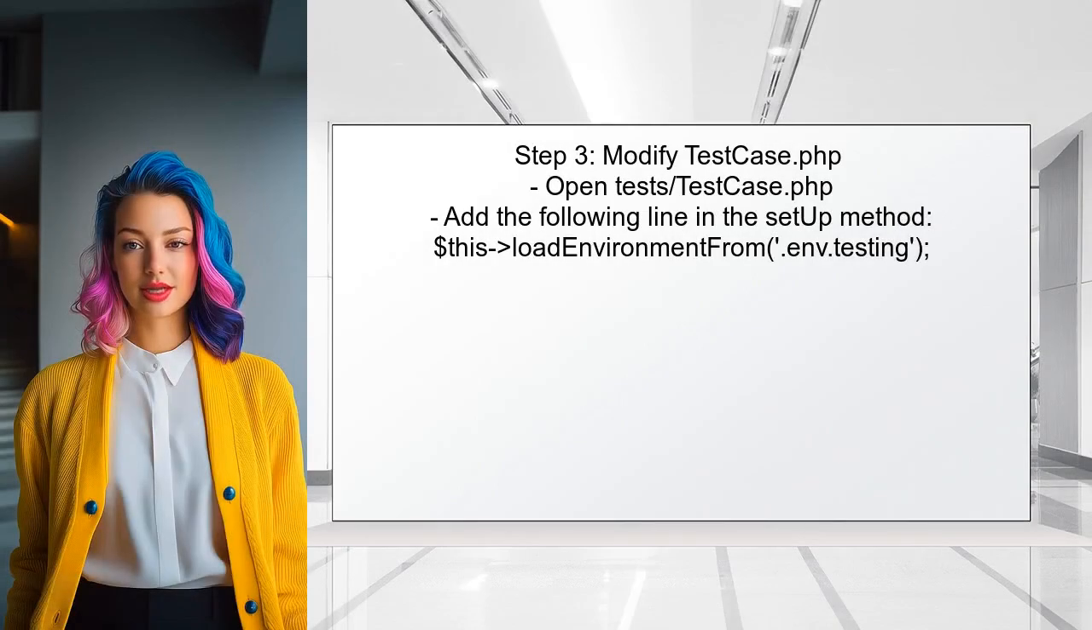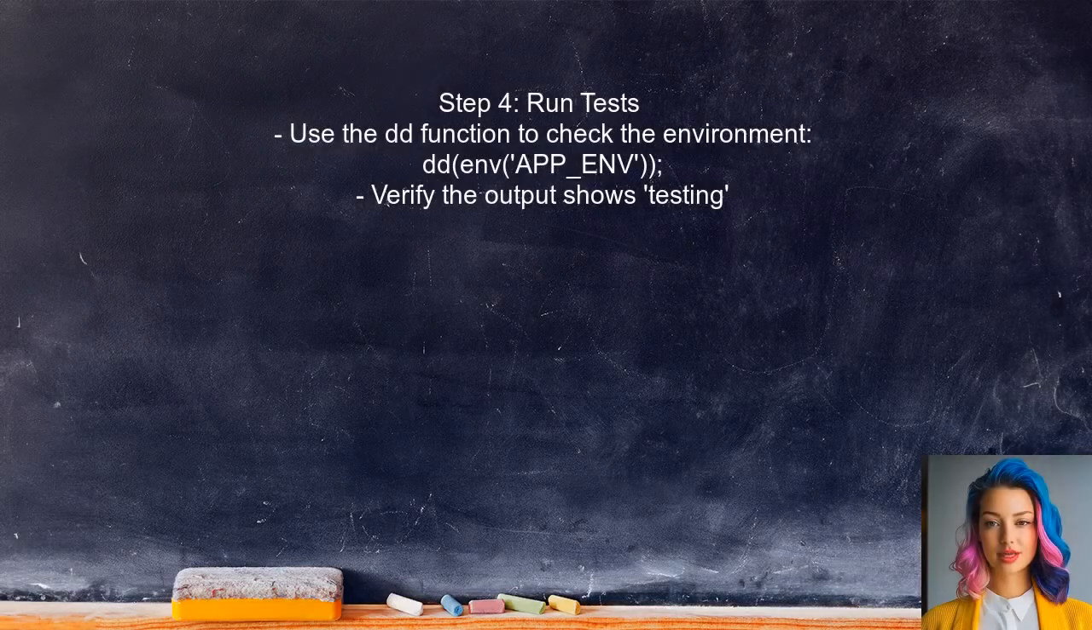After confirming the configuration, the user should modify the TestCase.php file to explicitly load the .env.testing file. This can be done by adding a line of code in the setUp method. Finally, the user should run their tests again to check if the .env.testing file is now being loaded correctly. They can do this by using the dd function to display the app.env variable.